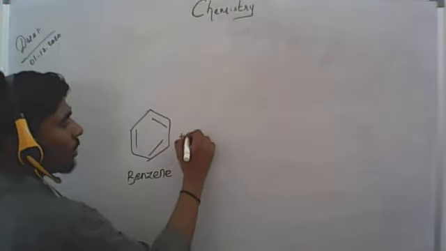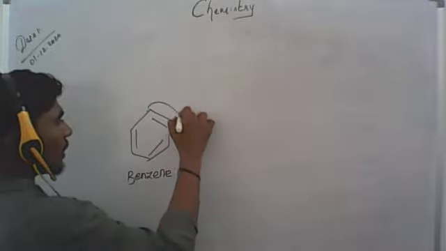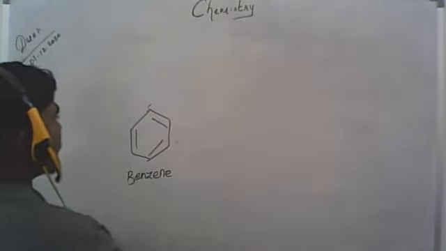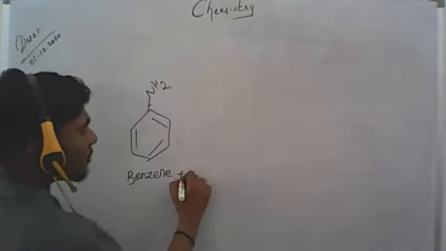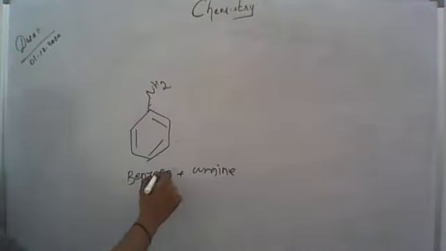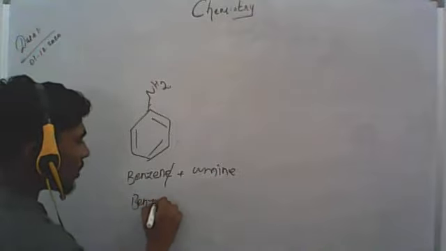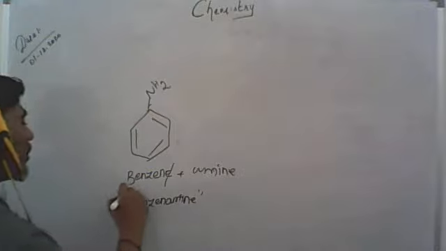Okay, now the NH2 group is added. The NH2 group is occupying this position, so it is benzene NH2. Now benzene plus amine, cancel the E from this compound, it is benzenamine. Benzenamine is the IUPAC name for this compound.